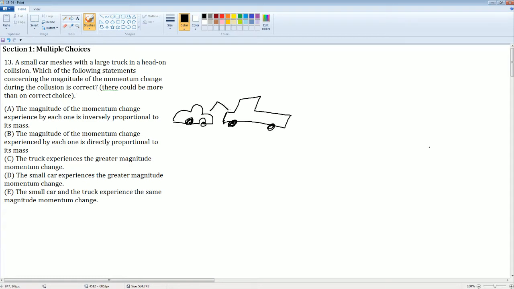Once they hit here, they will have to experience the same momentum change. So whatever momentum they had, let's say this one had a momentum coming in at 5 kg m/s. This one was coming in at 10 kg m/s. In total, the total here would be equal to what?